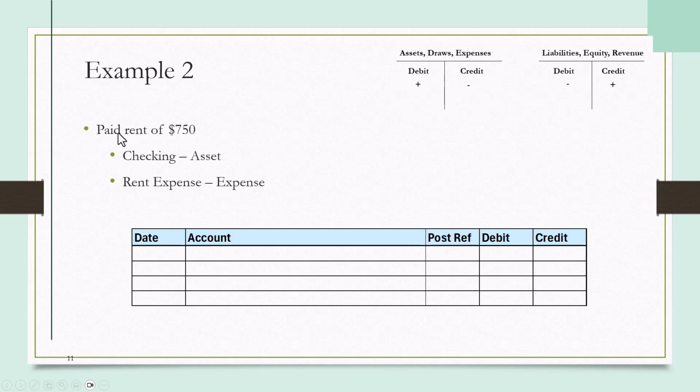Okay, so if they paid something, that's going to subtract from the checking account. So if we're subtracting from an asset, that would be a credit.